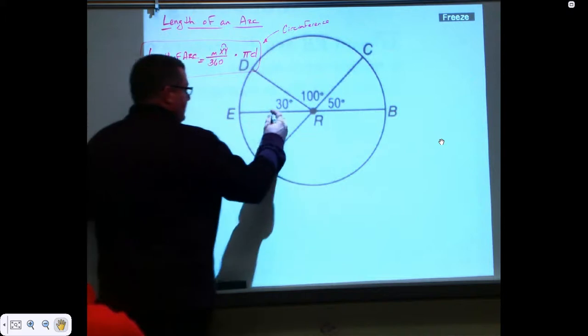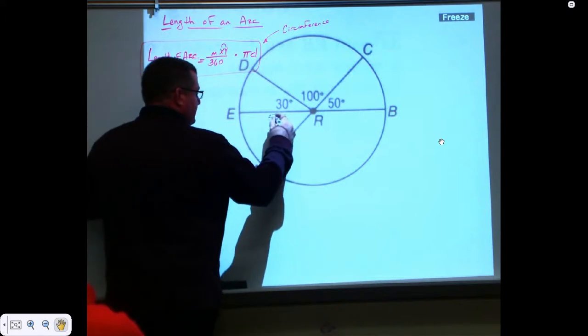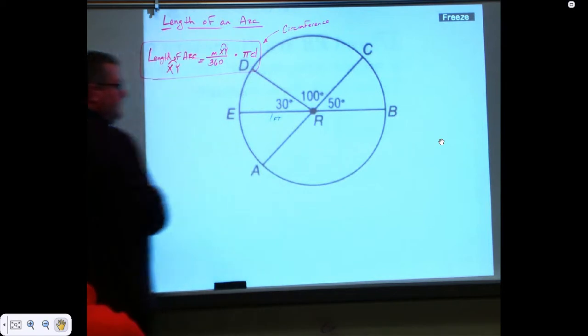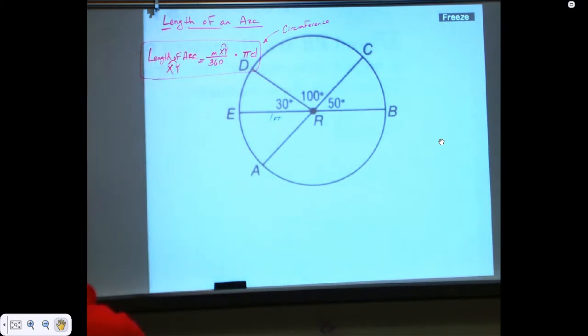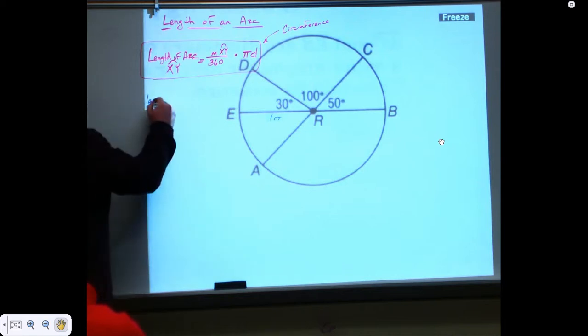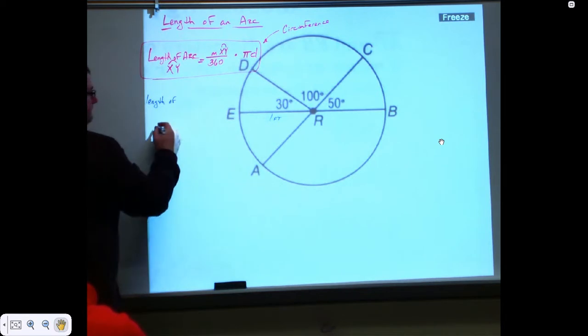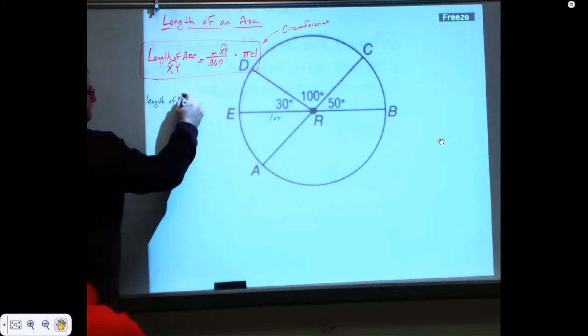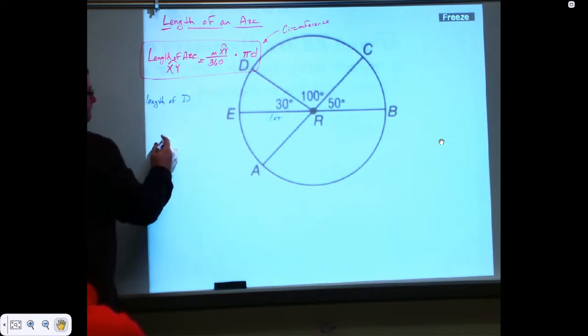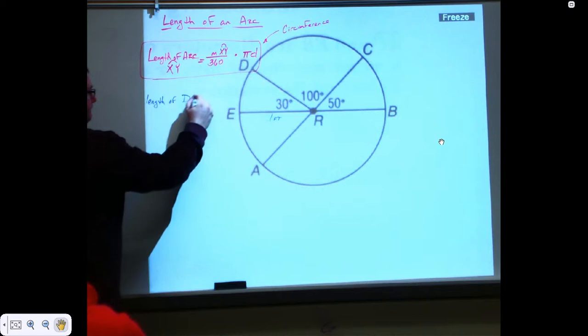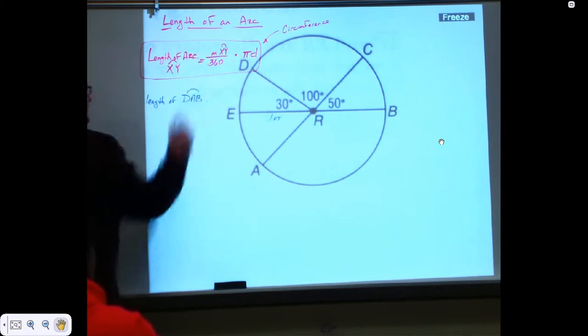So as an example, let's say that this radius, what does it look like? It's like about 1 foot. Say the radius was a foot there. I want you to find the length of arc DAB.